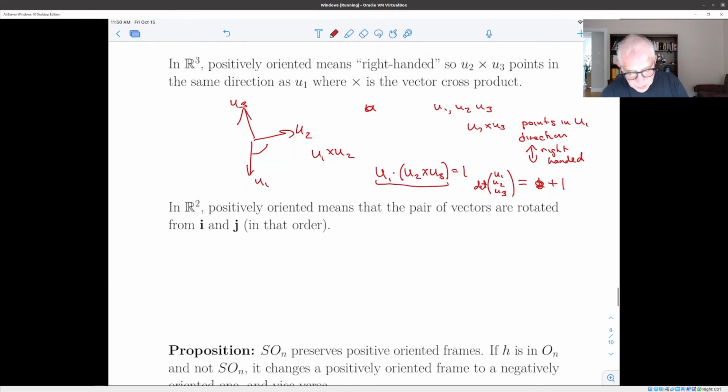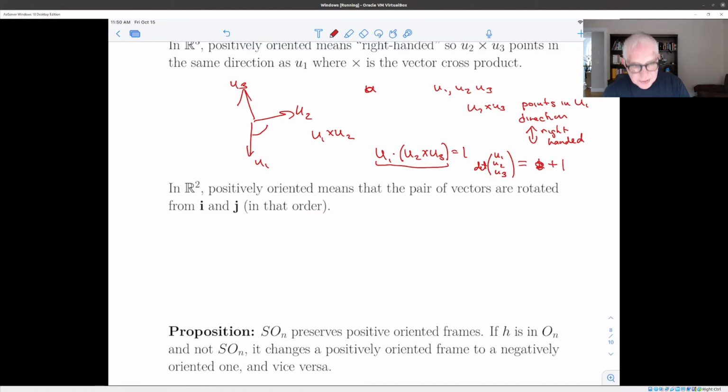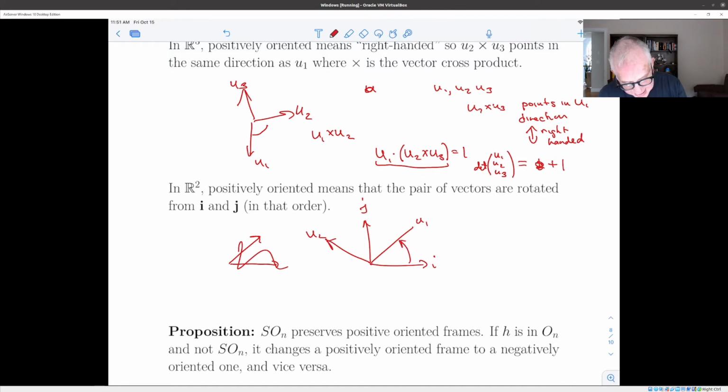What about in R2? Well, in R2, the condition is that your two vectors, in the order v1, v2, if you take their cross product, it has to point up in the direction of k. And what that basically means is that positively oriented in R2 means that, here's i and here's j. If you give me two vectors u1 and u2, they're positively oriented if you can rotate i, j into them, preserving the order. So i goes to u1, j goes to u2.